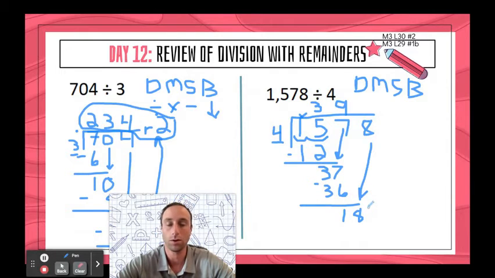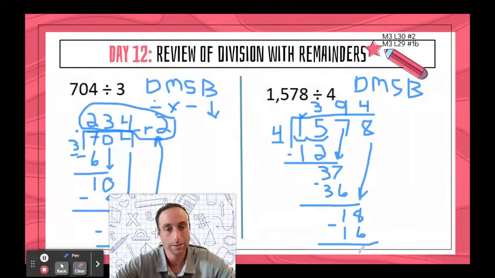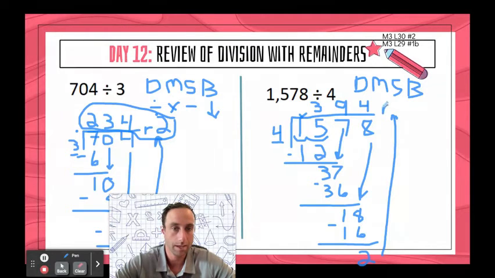So how many times can 4 go into 18? So 4, 8, 12, 16, 20. Nope, not 20, got to bring it back. So 4 can go into 18 4 times. There's my division. 4 times 4 is 16. There's my multiplication. Now my next step, according to my acronym, is to subtract. 18 minus 16 is 2. There is no more numbers to bring down, so this 2 right here represents my remainder, a remainder of 2.